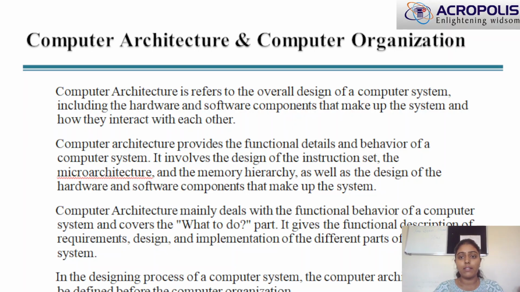It involves the design of the instruction set, the microarchitecture, and the memory hierarchy, as well as the design of the hardware and software components that make up the system. Computer architecture mainly deals with the functional behavior of a computer system and covers the what-to-do part. It means what we can do with the help of computer architecture. It gives the functional description of requirements, design, and implementation of different parts of a computer system.